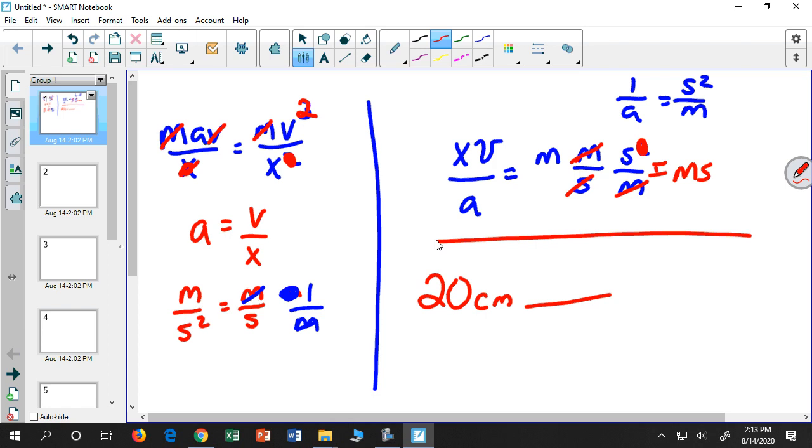So 20 centimeters, there are 100 centimeters in 1 meter. And so that's equal to 0.2 meters.